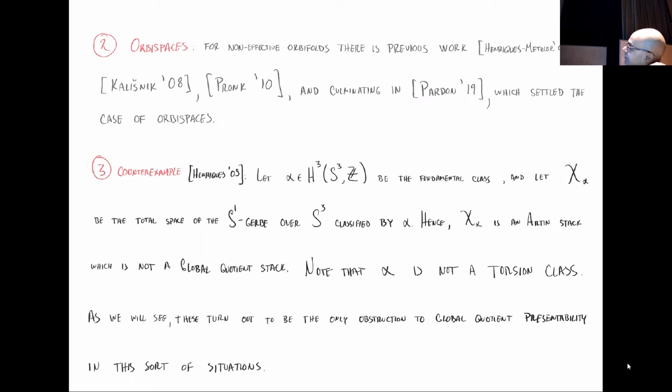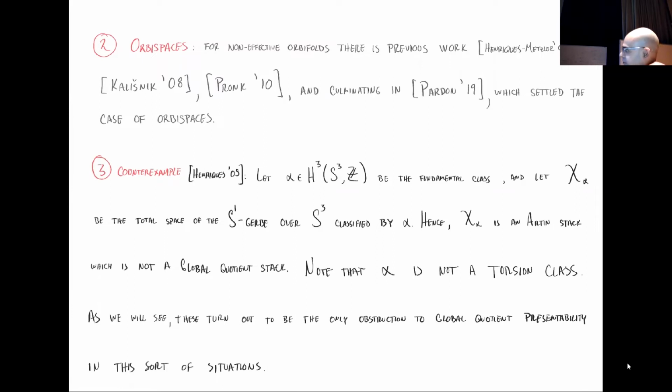Let me just mention that for non-effective orbifolds, there is previous work of several people. For instance, Henriques and Metzler, Kalisnik, Pronk, and this work culminates in the work of Pardon, which settled the case of orbispaces. So orbispaces are the topological versions of orbifolds, and for orbispaces with mild restrictions on the growth of the size of the stabilizers, Pardon has proved that these orbispaces can be presented as global quotients in the Artin sense.